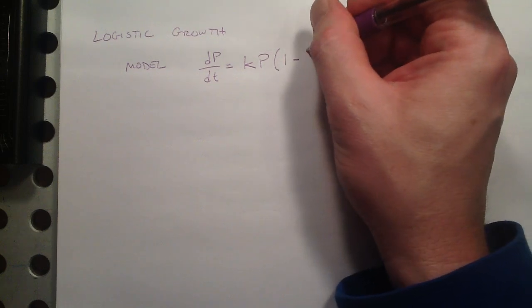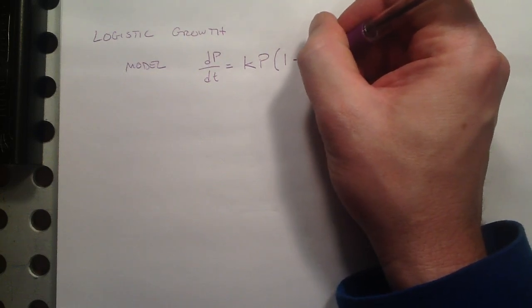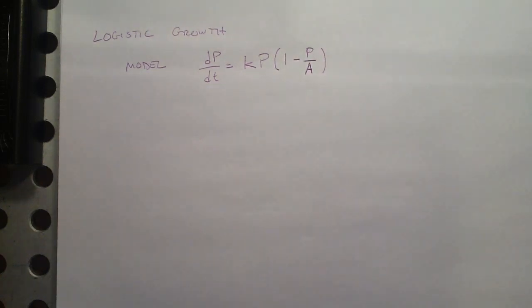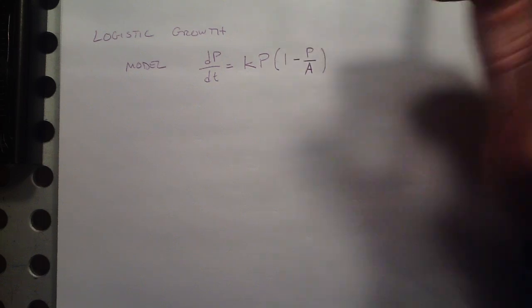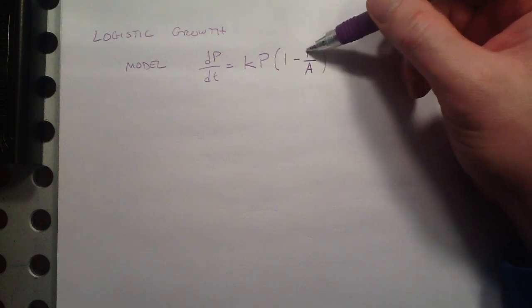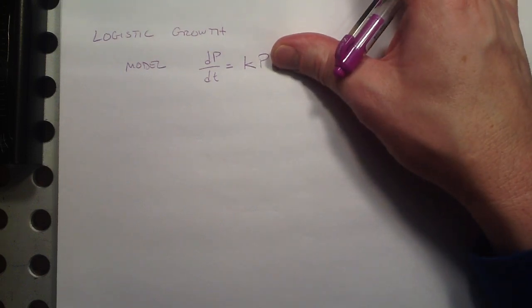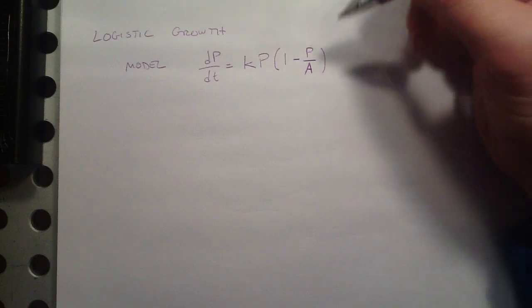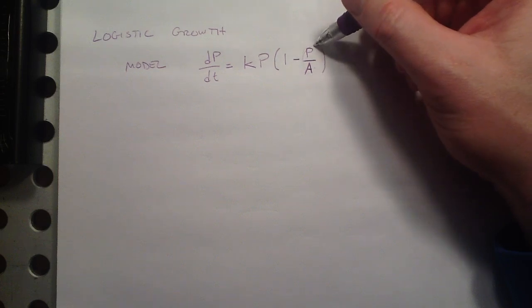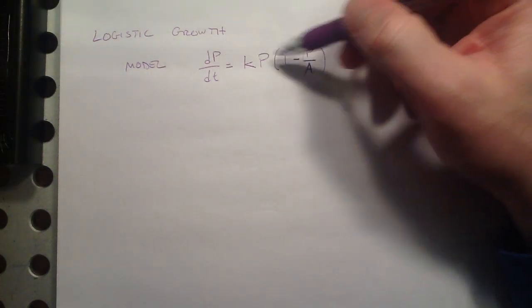The limiting factor looks like this. I think our book uses a capital A for this constant here, so I'll do that. I've seen it as different things in different books. So there's something happening here. When P is much smaller than this number A, then 1 minus this very small fraction is very close to 1, so it behaves very close to the exponential growth model. But as P becomes closer and closer to A, in other words, as this comes closer and closer to 1, this 1 minus this number gets closer to 0, and it drives the derivative down to 0.